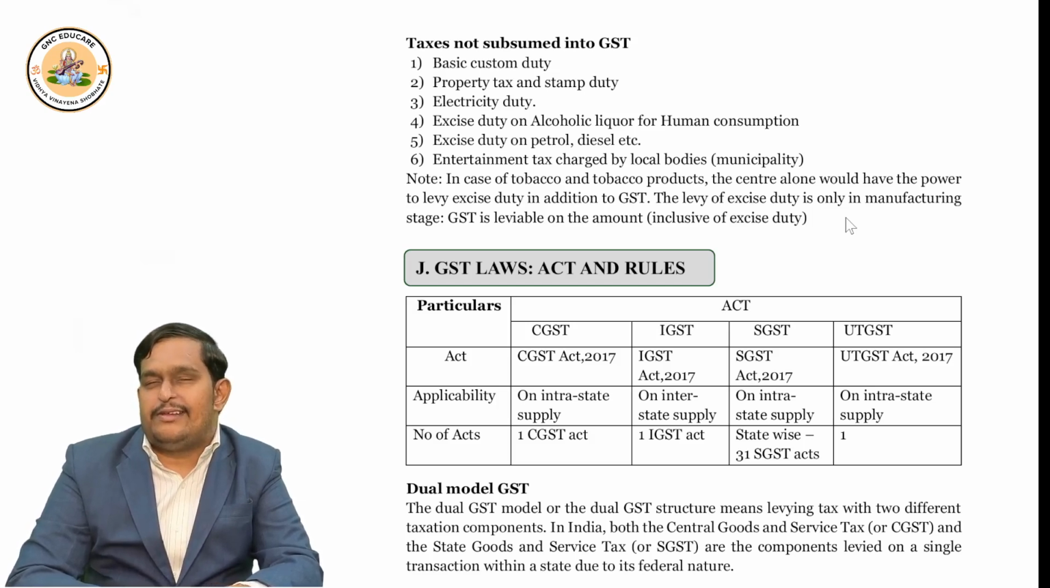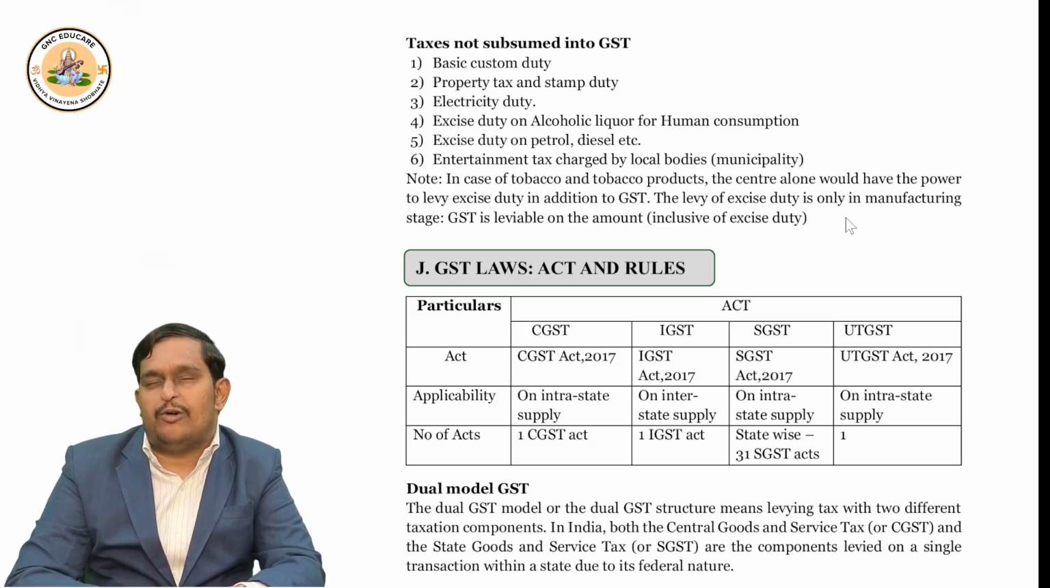Tell me, CGST, the law's name is Central Goods and Services Tax Act 2017. It is on intra-state supply. Intra means within one state. And how many laws are there? Only one.